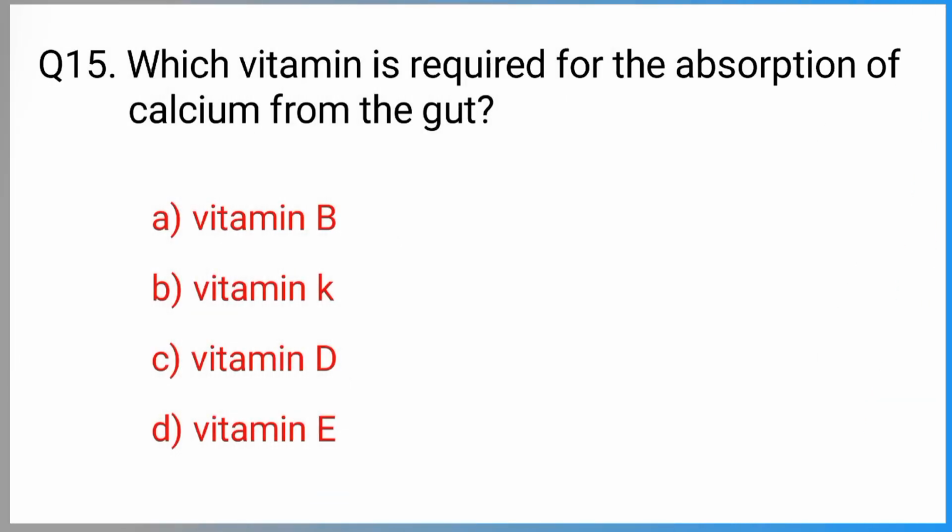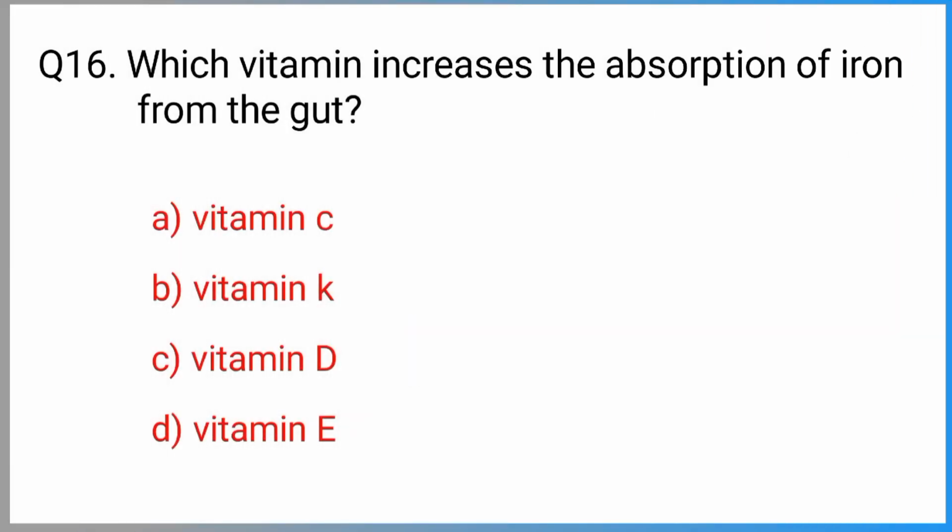Question number 15. Which vitamin is required for the absorption of calcium from the gut? The correct answer of that question is option C, vitamin D. Question number 16. Which vitamin increases the absorption of iron from the gut? The correct answer of that question is option A, vitamin C.